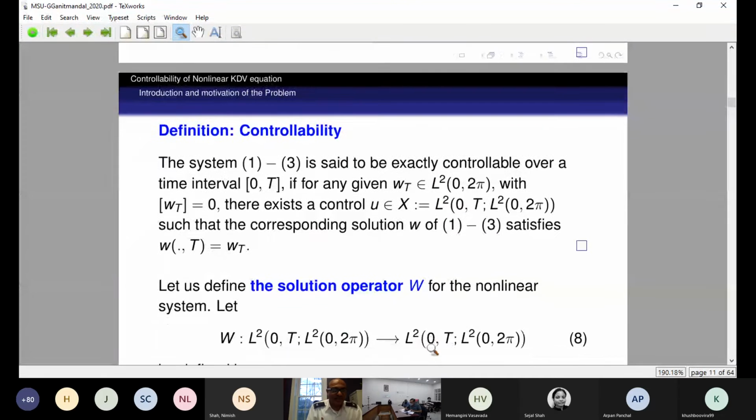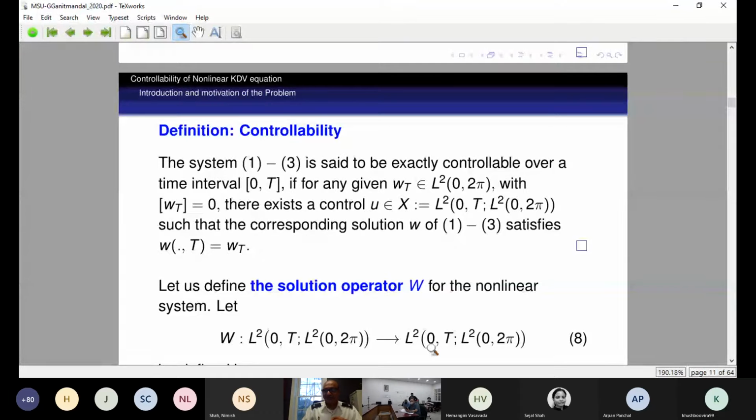Our definition is slightly different because of the nonlinear portion. So the definition for our nonlinear system 1, 2, 3: the system 1, 2, 3 is said to be controllable, or I would say exactly controllable. Whenever we are in the infinite dimensional space, at that time we refer to it as exact controllability. If we are in a finite dimensional space, the same thing is referred to as simply total controllability or complete controllability.